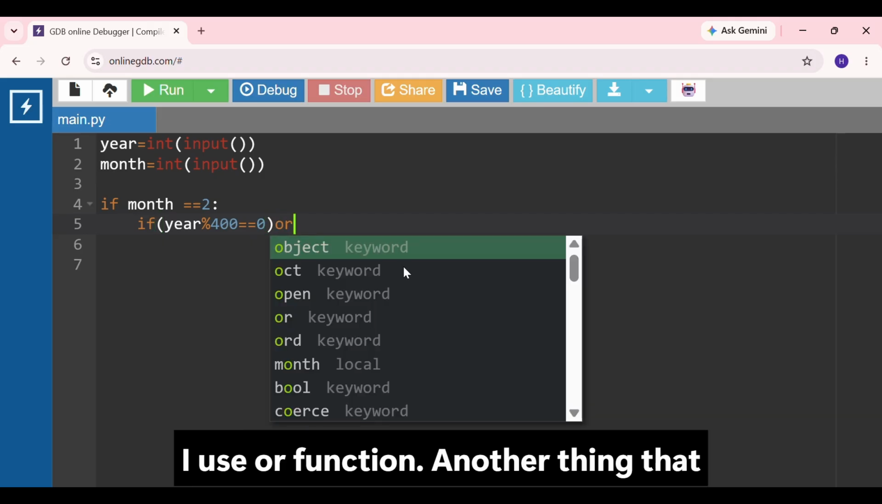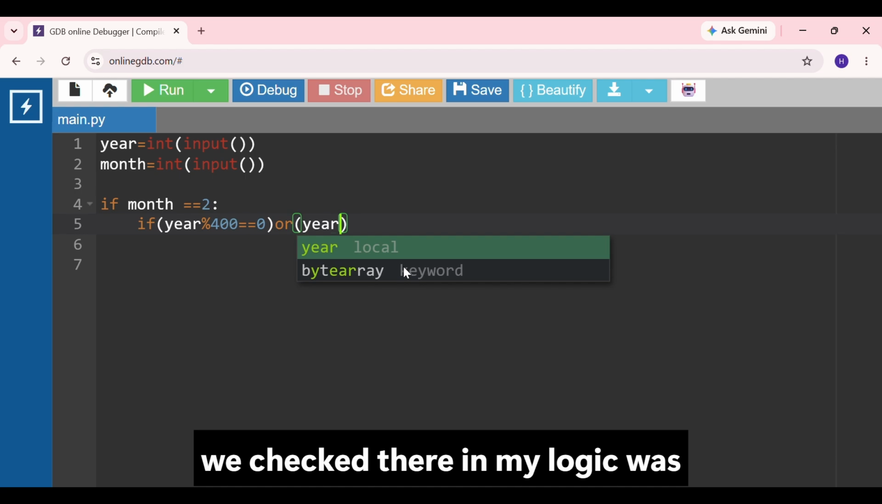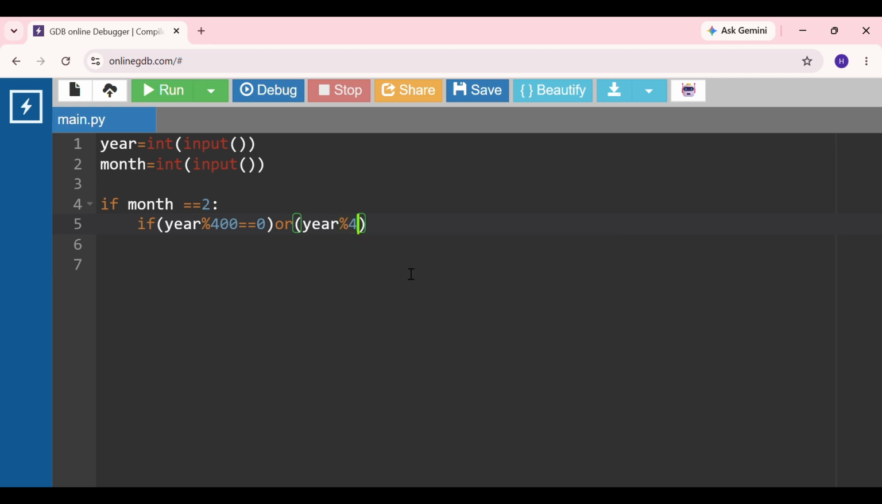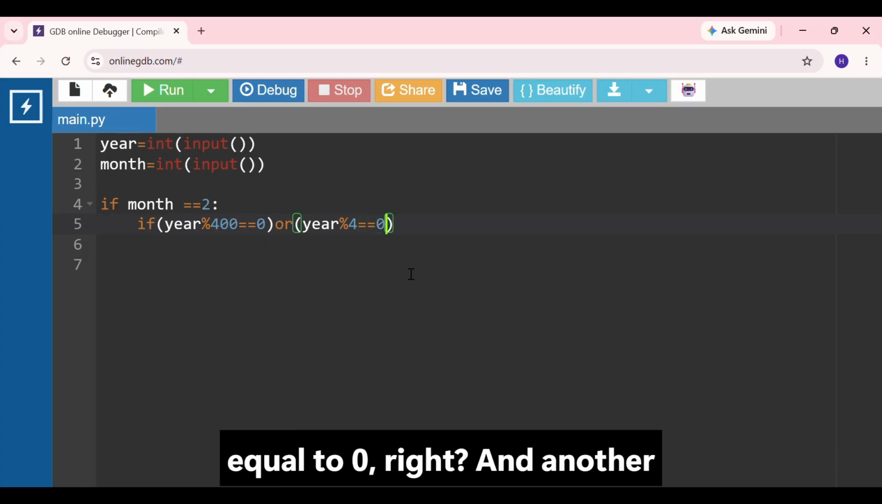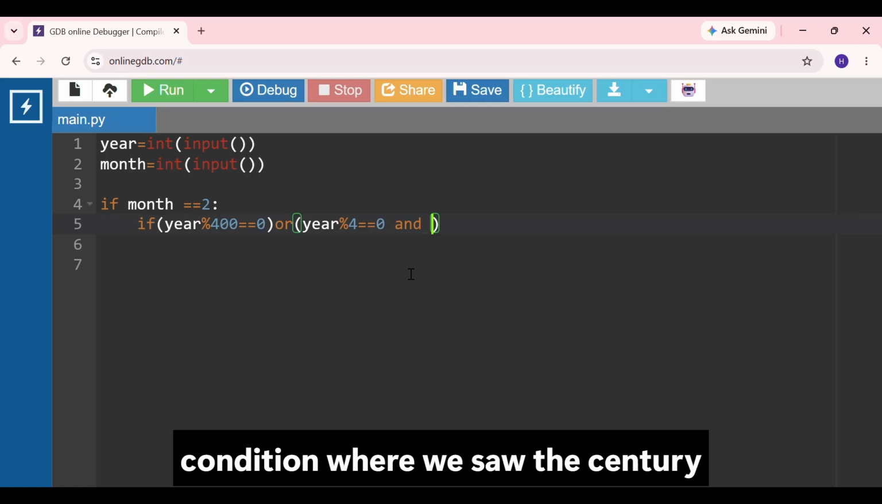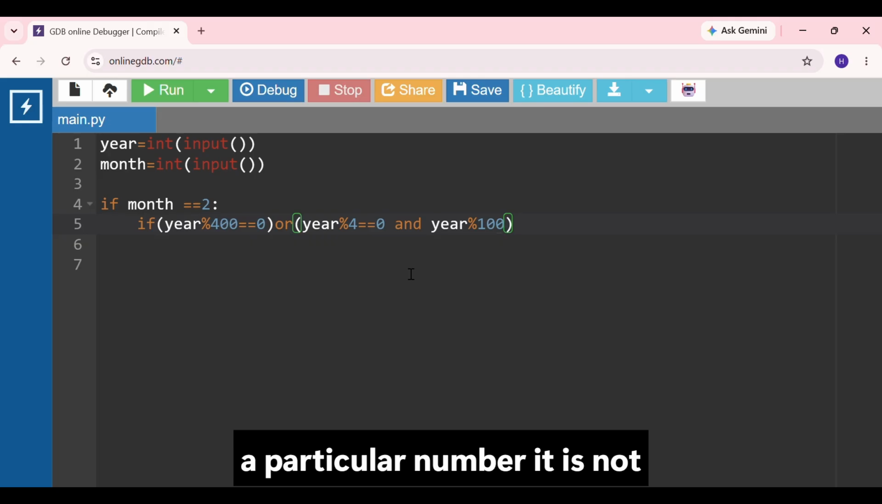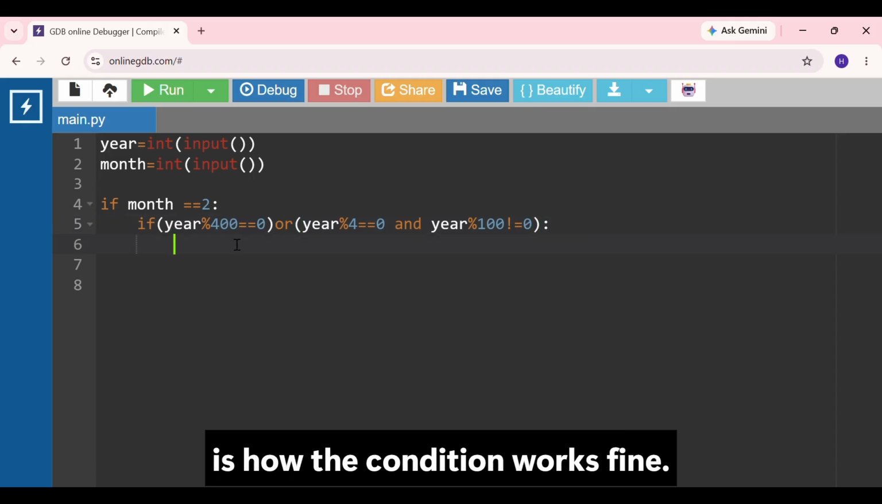And I use the OR function. Another thing that we checked in my logic was year divided by 4, the remainder has to be equal to 0, right? And another condition where we saw the century years, where when we divide a particular number by 100, the remainder is not equal to 0. Okay, so this is how the condition works. Fine.